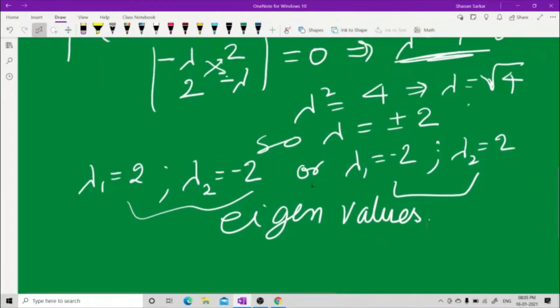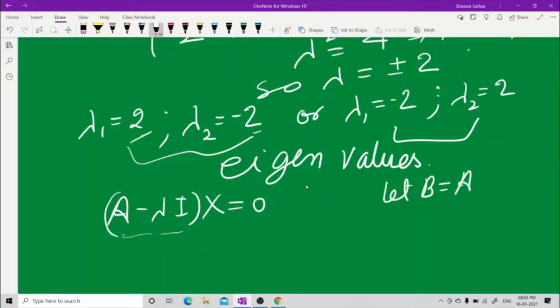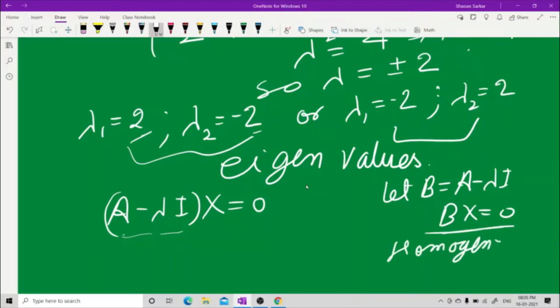But still, I would like to talk about the vectors here only. Now you saw, you got two values, 2 and this. Let us see how to find the vectors. I have just told you this equation, (A minus lambda I) x equal to 0. Now see one thing. This is basically a homogeneous equation because, let B be equal to A minus lambda I. Then this looks like Bx is 0, and therefore this is a homogeneous equation. Okay, now how will I find this vector x? That's the point.